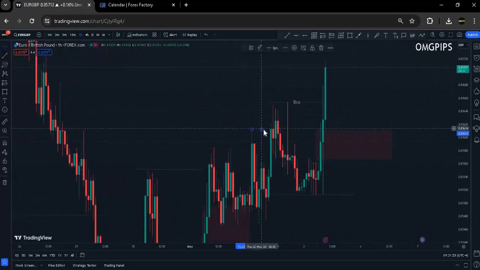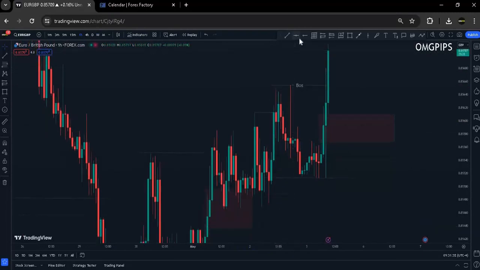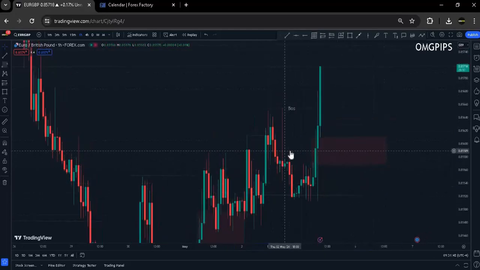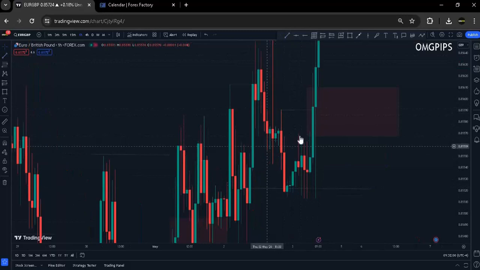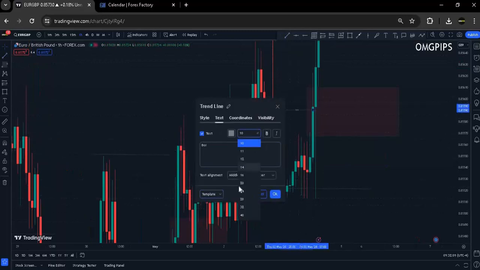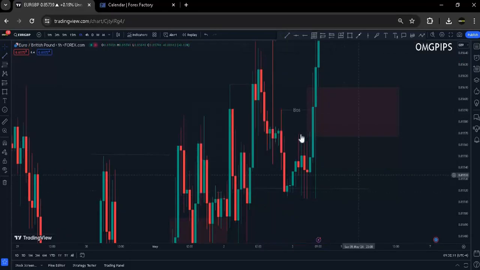clear as day. We had this break of market structure, then we mitigated this order block right here, this one right there. We mitigated that. Then we had this break of market structure right here, this break of market structure right here. We actually mitigated everything down here after this break of market structure, right? Can you tell we have mitigated everything down here?